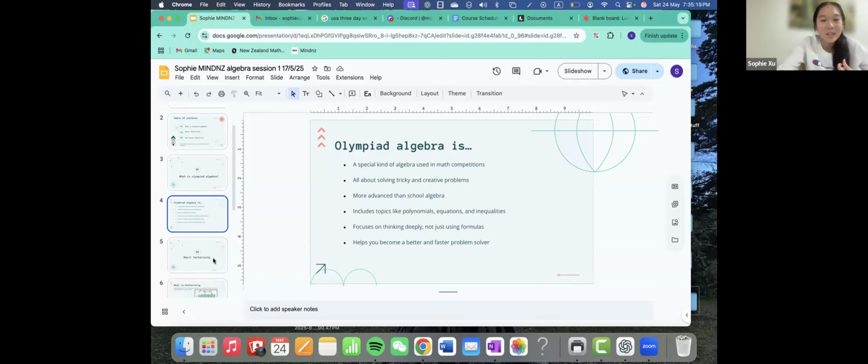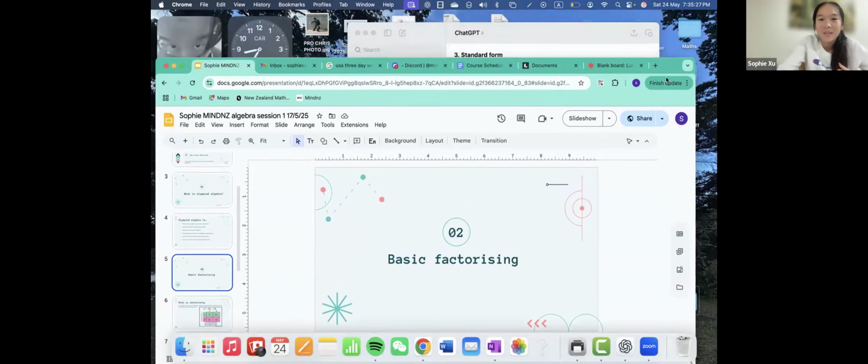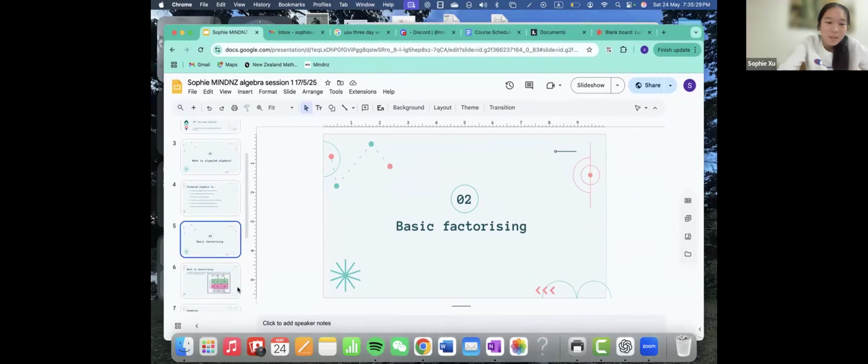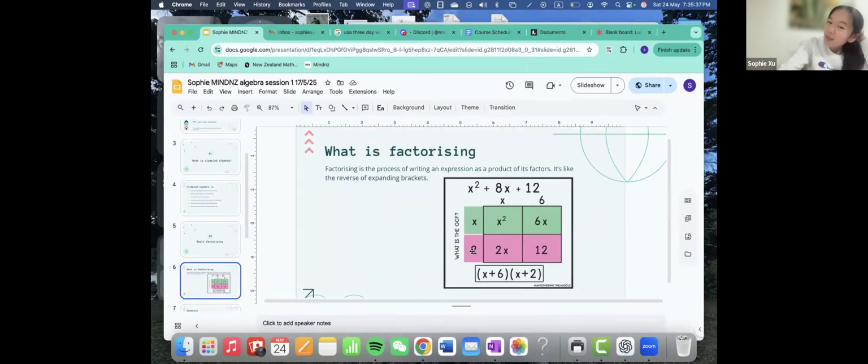So first of all, basic factorizing. All right. Factorizing is basically the reverse of expanding brackets. As you can see in this diagram here, it's basically just taking out common factors, and then you plug that in. You have this expression, and then you can turn it into brackets.